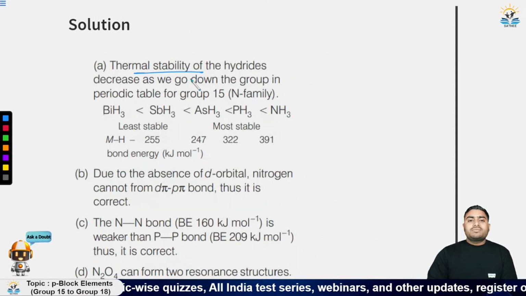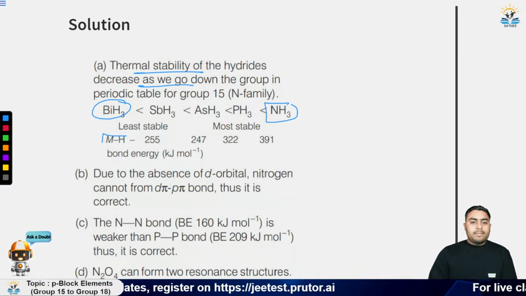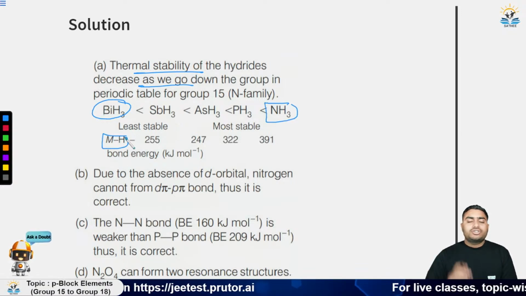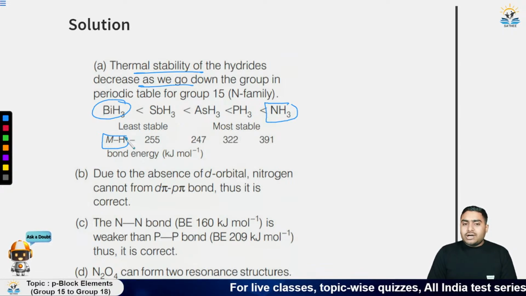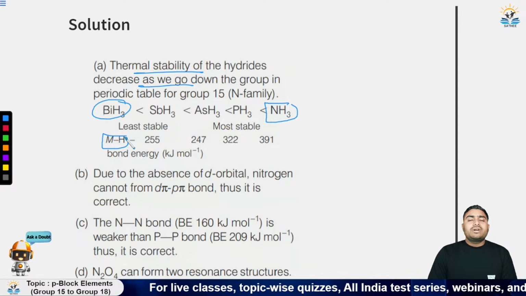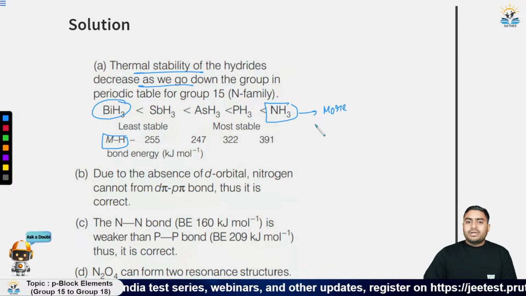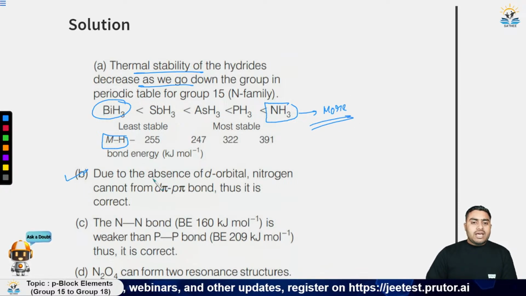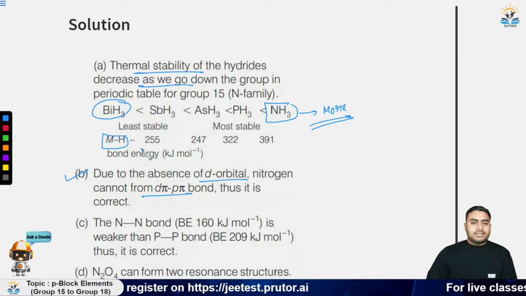First, the thermal stability of the hydrides decreases as we go down group 15 in the periodic table. You can see BiH3 is least stable and NH3 is more stable. You can also see the metal hydride bond dissociation energy, or bond energy, and the values as well. So definitely, as you go down group 15, the thermal stability of the hydrides decreases. That means NH3 is more thermally stable as compared to the others. Due to the absence of d orbitals, nitrogen cannot form d pi p pi bonding. Thus, it is correct.